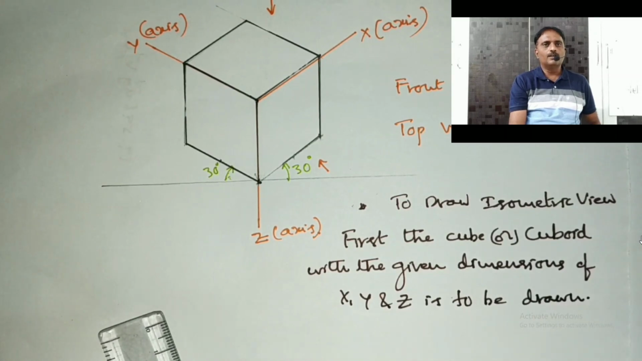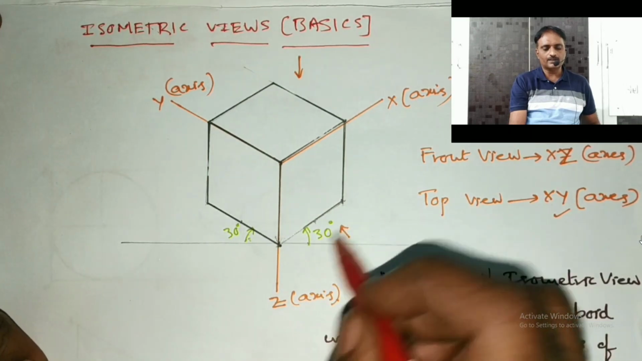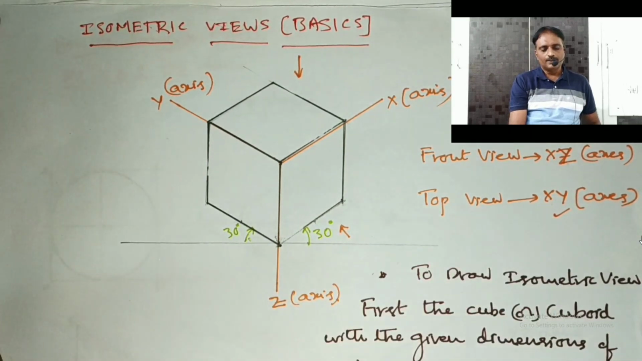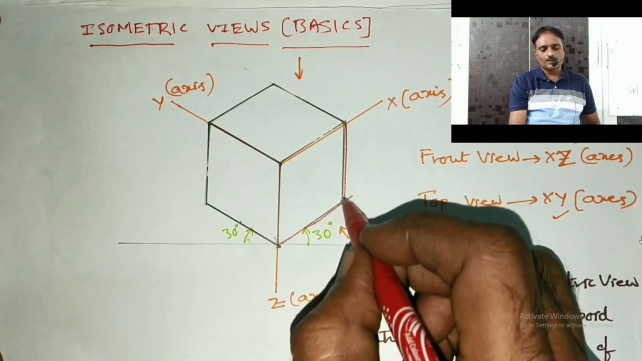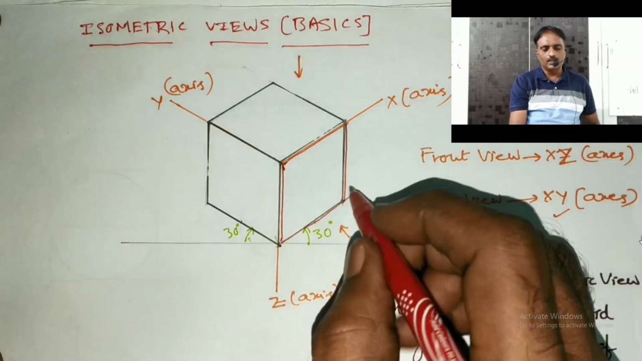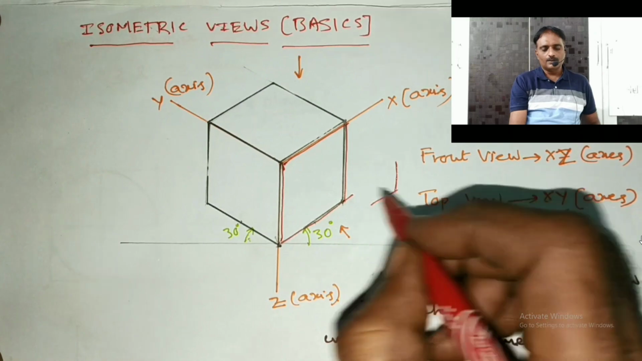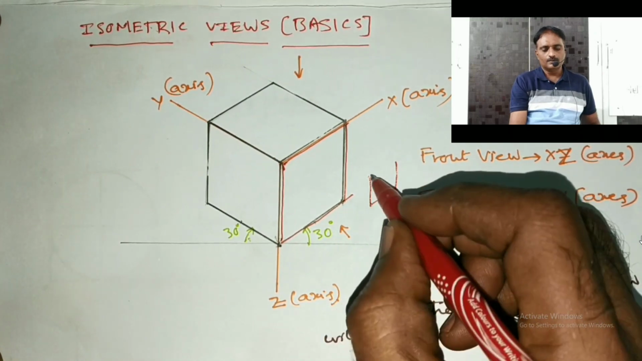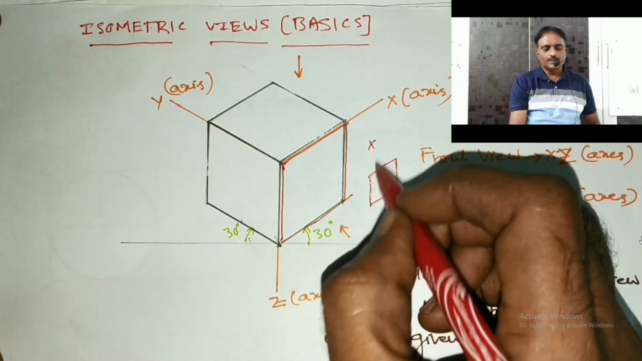So next, let me represent the planes clearly. So this is x and this will be z. So that plane will be the xz plane. Generally we consider it as the front view or elevation. It can also be considered as elevation. This is x and that will be z.